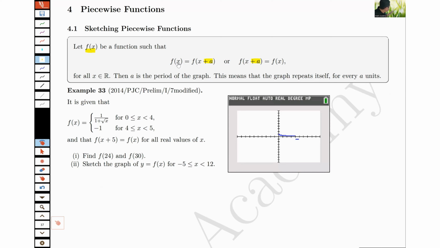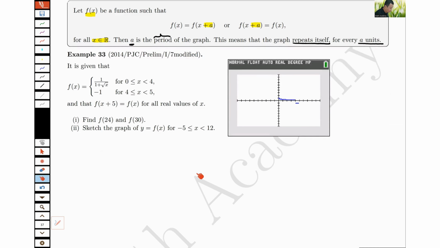They will be telling you f(x) is f(x + a) for all possible x values. Now, if something like that happens, the first thing you need to know, before we see why, is called the period of the graph. The a value that you see is the period. Period refers to the graph repeating itself every a units, like your trigo graph, where every 2π you're going to see the same graph. Okay, so why is that so? Let's try to explain with a small example below.